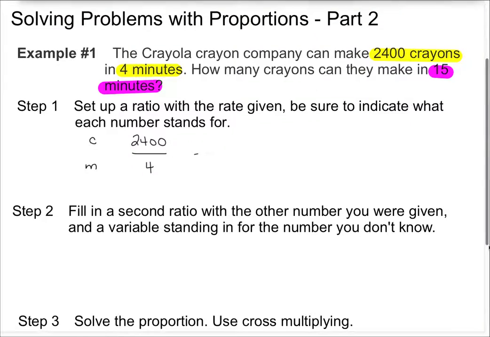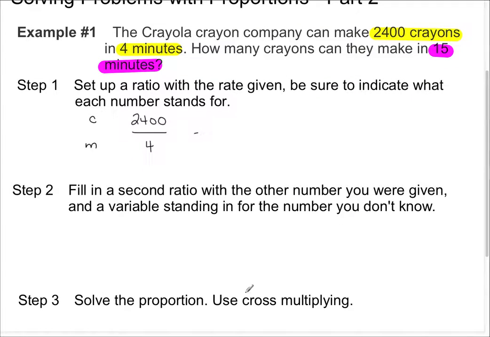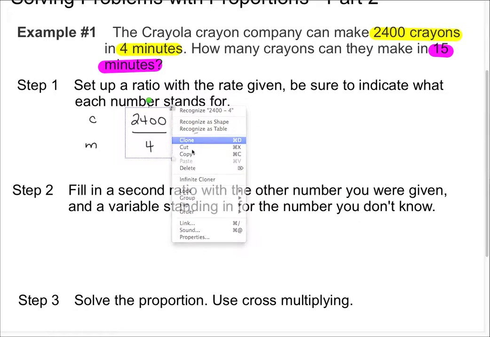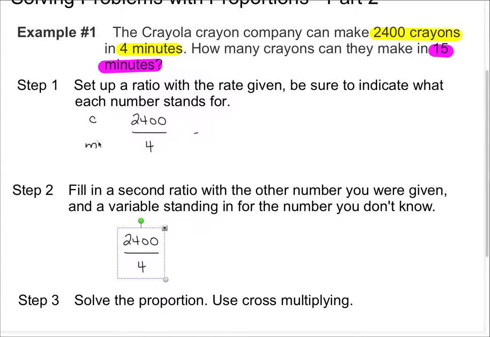Let's go down and it says, fill in the second ratio with the other number you were given. So I'm going to clone this and pull it down here because this is my ratio. And remember that the top one was the crayons and the bottom one was the minutes. So we've got to set up a second ratio. And this 15 minutes is the other information we've been given. So minutes is the information we've been given, so I have to make sure that I put that 15 down here because the bottom is the minutes. And then we're going to fill in the variable up here, and I'm going to use an X.